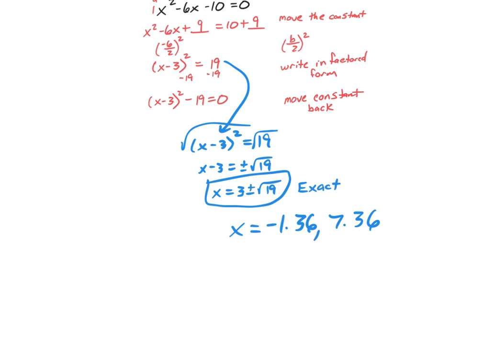What do we get? Which version? Round it to the nearest hundredth. About 7.36, right? And if I do 3 minus the square root of 19, what do we get? We should get negative 1.36, okay? So this is the exact answer. This is the rounded answer, okay?